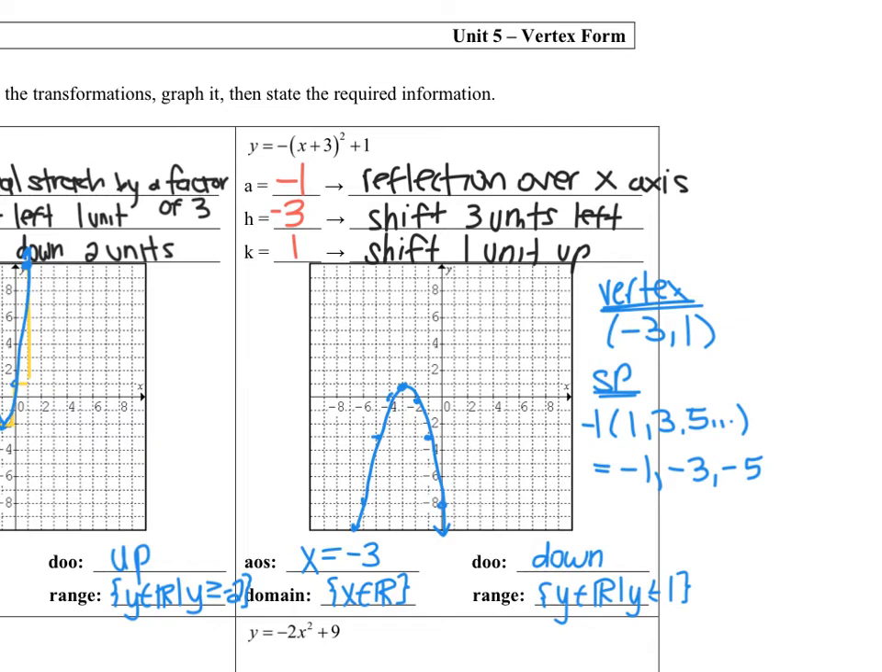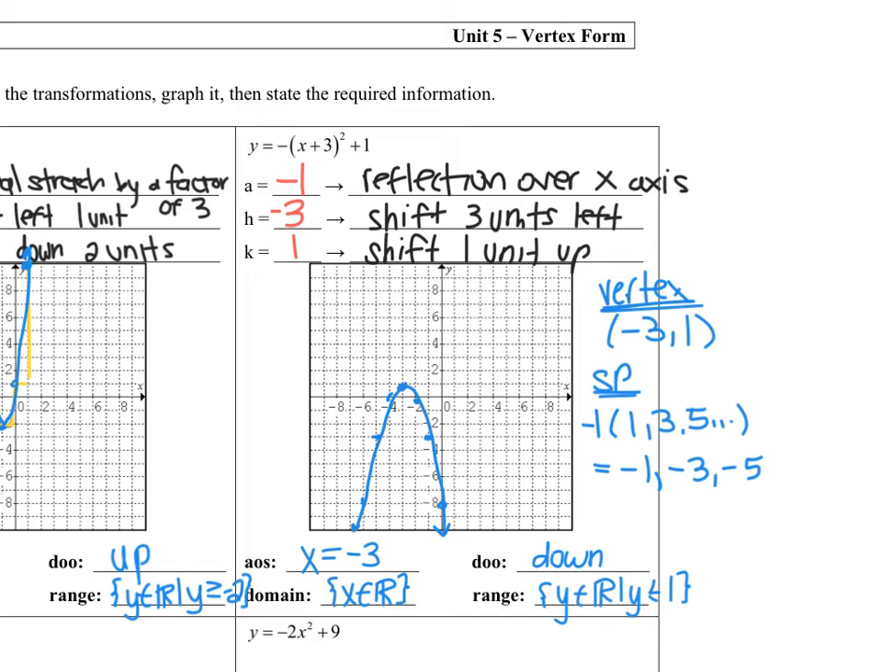Okay, so your A value is -1, which means you have a reflection over the x-axis because it's negative. But there is no other stretch or compression because the absolute A value is not greater or less than 1. H was -3, which means you're moving to the left 3. And then K was 1, which means you're going up 1.